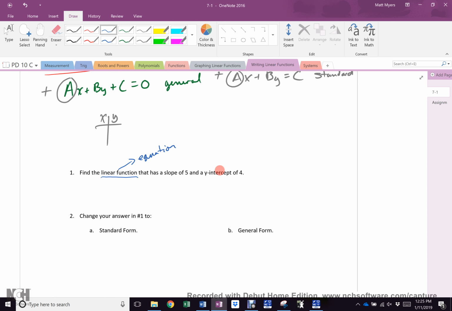Surprise, surprise. So, of our 4 methods, 4 forms, which one should I use for number 1? Y equals mx plus b, because I have a slope and a y-intercept. So it's y equals 5x plus 4. Easy peasy lemon squeezy. And to convert them, how do I convert?